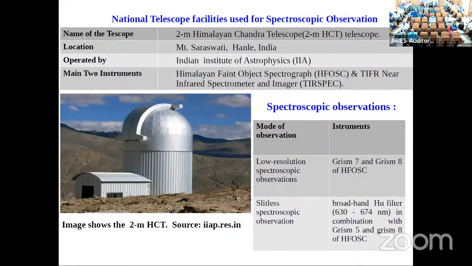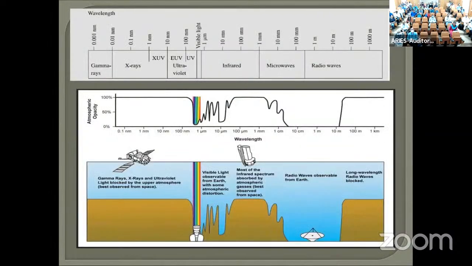Now I will discuss the data sets. For my spectroscopic observations, I am taking spectra from the 2-meter Himalayan Chandra Telescope. For low resolution spectroscopic observation, we are using prism 7 and prism 8. And for slitless spectroscopic observation, we are using prism 5 and prism 8 with an H alpha Bodman filter. But the whole electromagnetic spectrum cannot be covered directly from the ground, so we have also taken some space-based observations to cover the near infrared and mid infrared region.